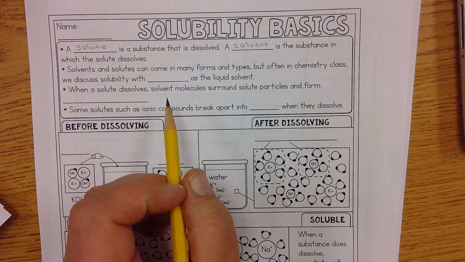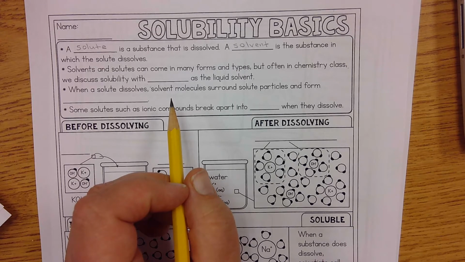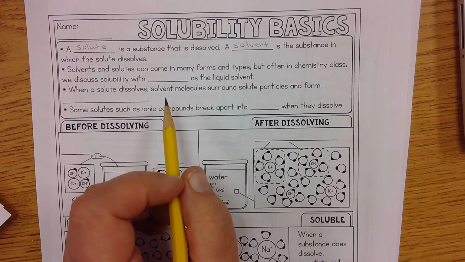Solvents and solutes can be of all three of the major forms of matter: solid, liquid, gas. You can dissolve a solid in a liquid, a solid in a gas. You can dissolve a liquid in a liquid. You can dissolve a gas in a liquid. So you can do all that.